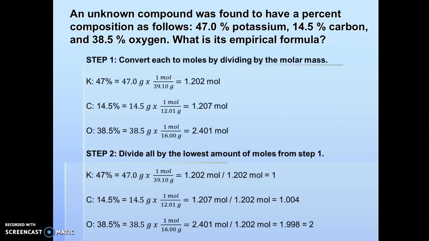Okay, so here's the work. So step 1, convert them all to moles. So we divide each one by its molar mass. Remember that we're just simply putting the percentage into grams and then dividing by the molar mass. Okay, and these molar masses are coming from the periodic table. Then divide all of them by that lowest amount. So 1.202 is our smallest. So we're dividing each of them by 1.202. And that's giving us 1, 1.004, and 2.